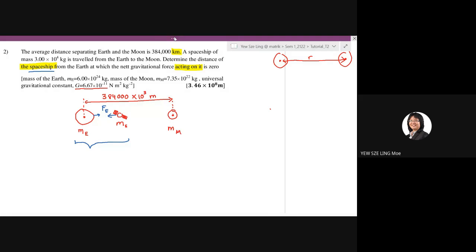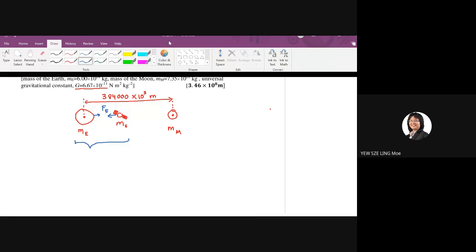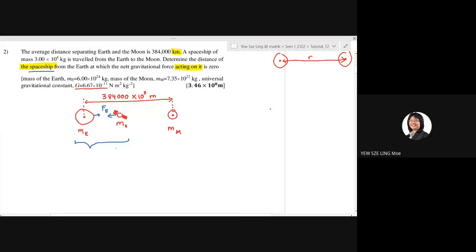Then the second part is the relationship between the main object, which is the spaceship, and the moon. There are 2 masses again, so what happens between these 2 masses? Of course, there is another attractive force between them, which I'm going to call Fm.